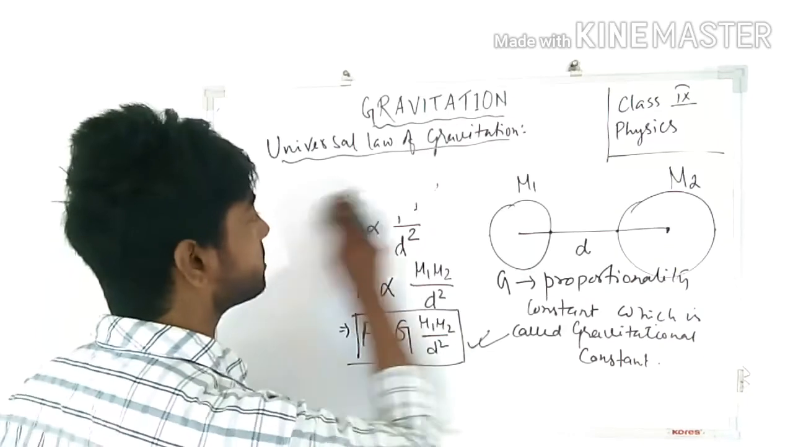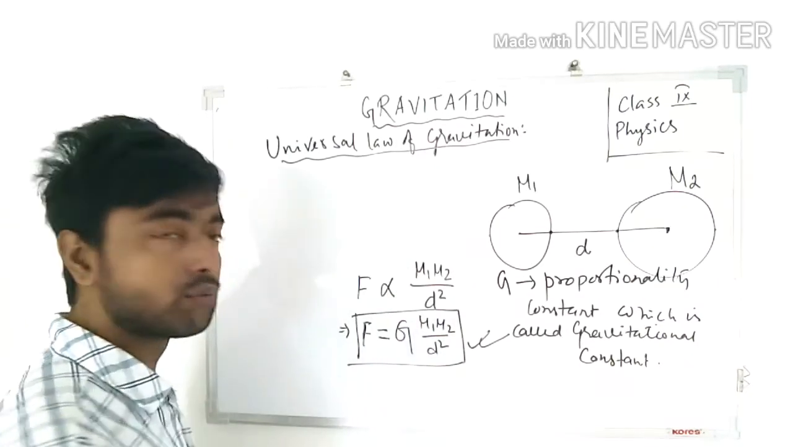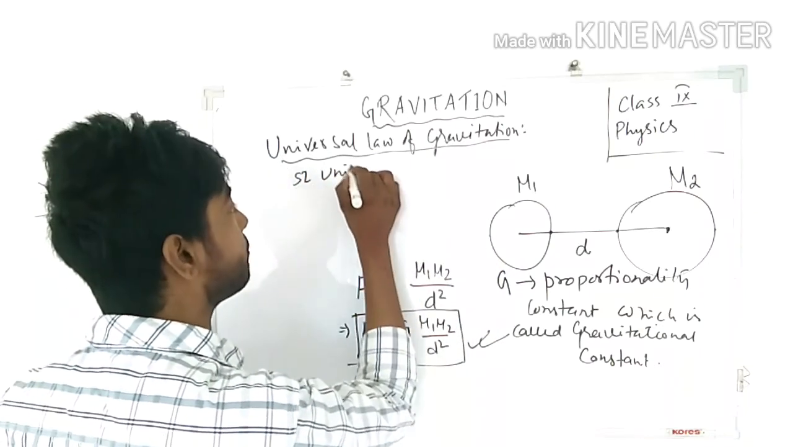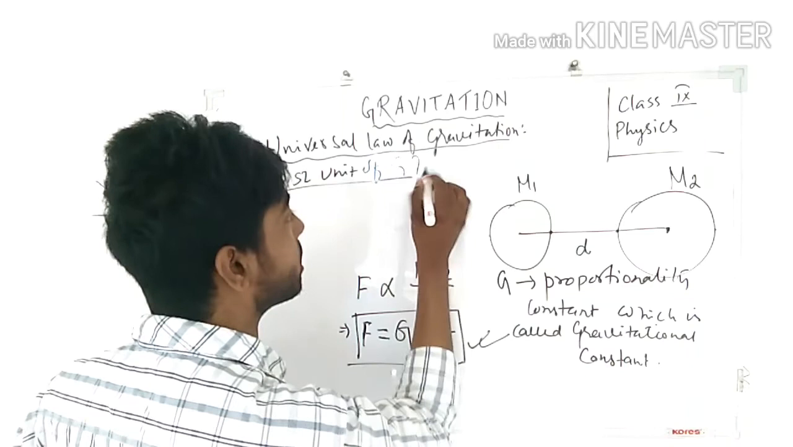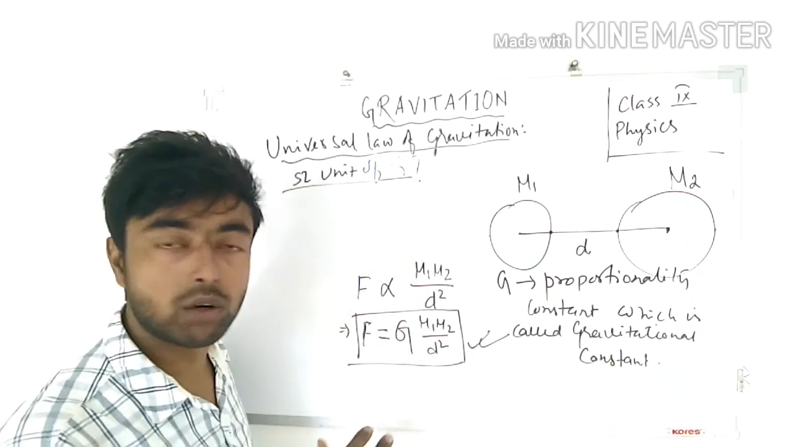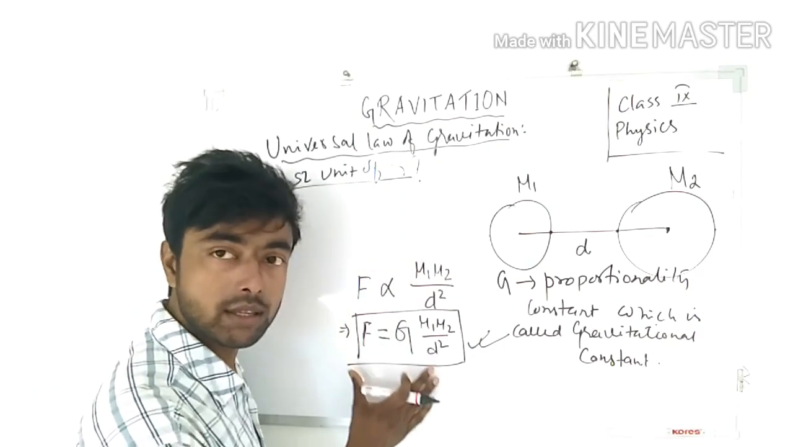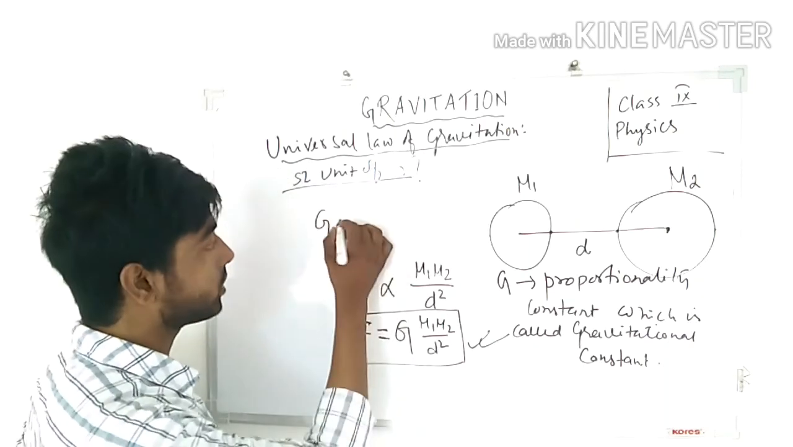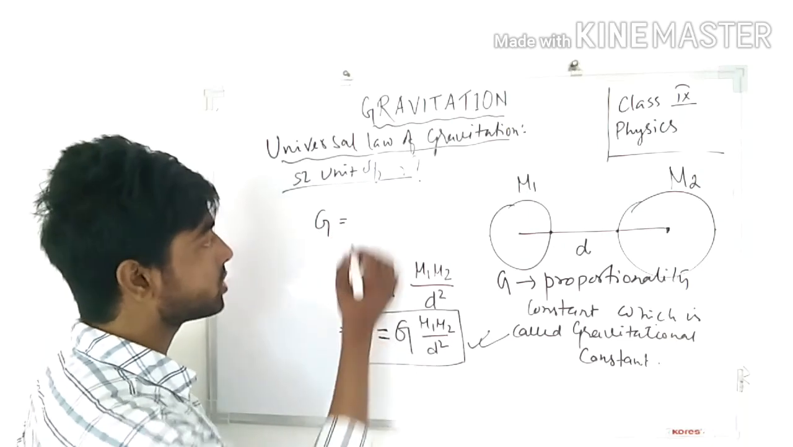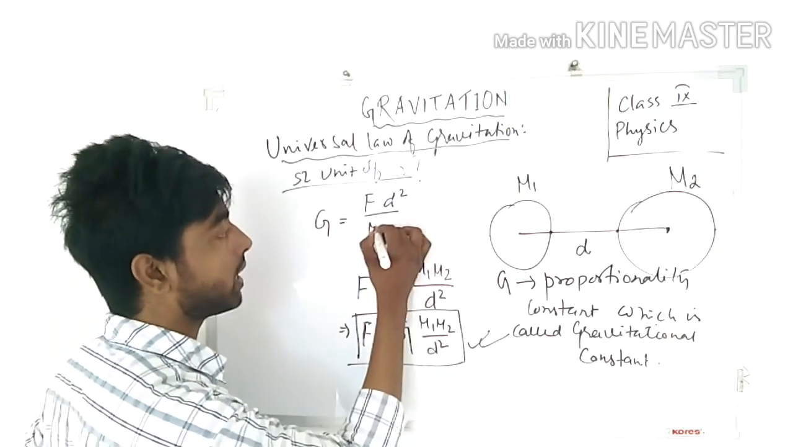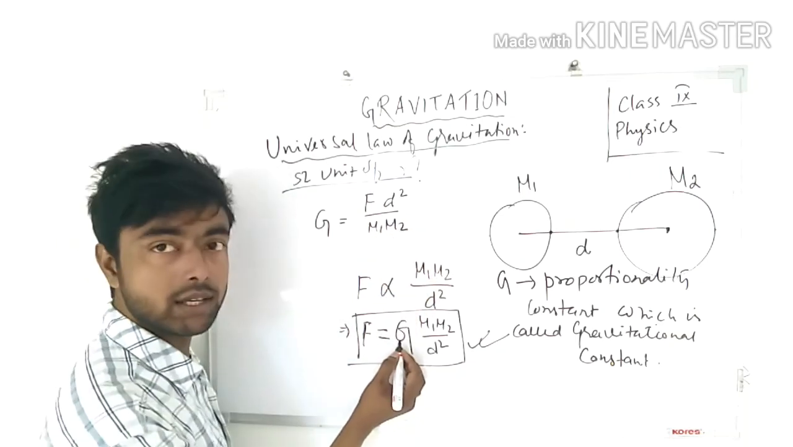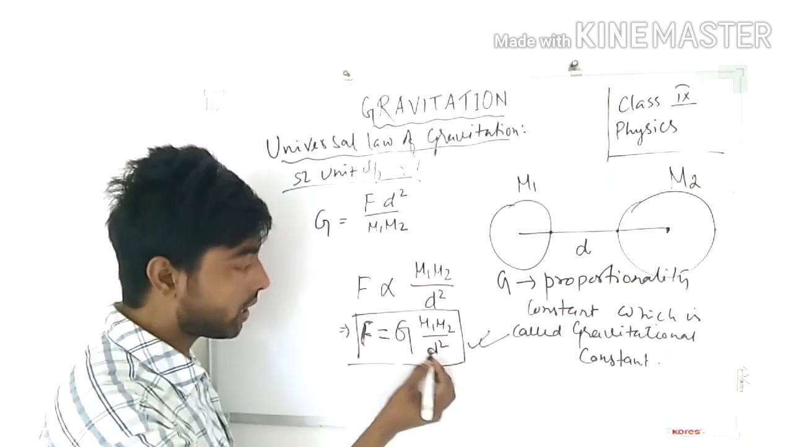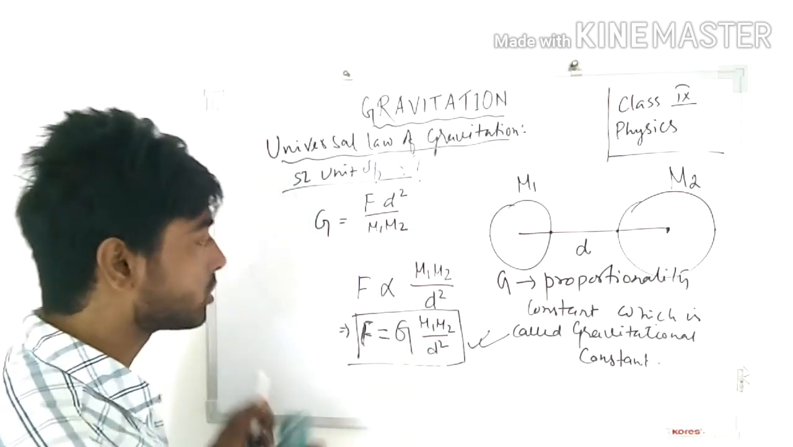What have we got? Now if anyone asks you what is the SI unit of z, what is the SI unit of the gravitational constant, you need to find out. From this law, we have to write z. z is equal to F d square by m1 m2. Here F gets multiplied by d square, divided by m1 and m2. So this becomes z.